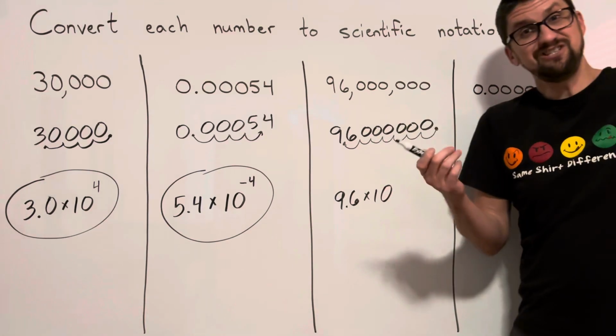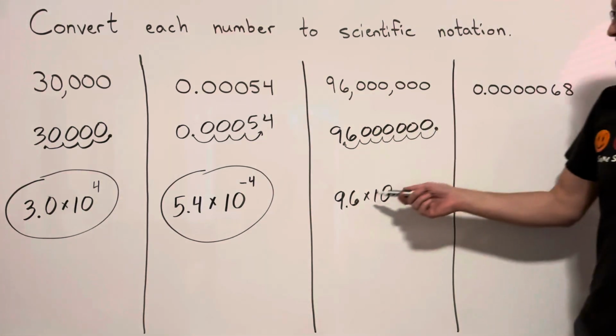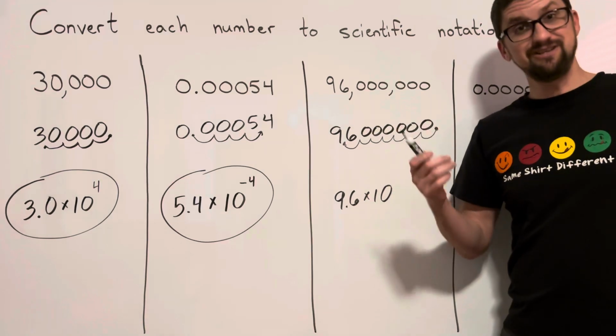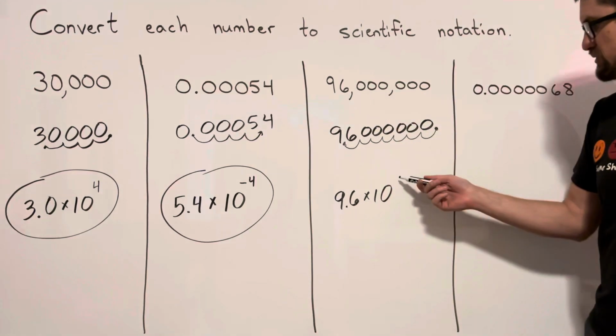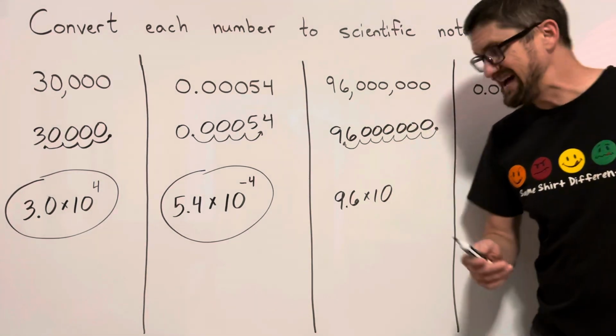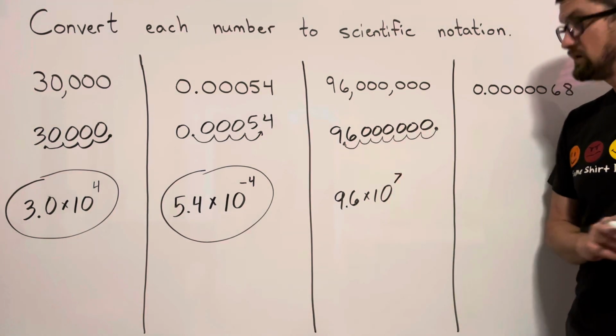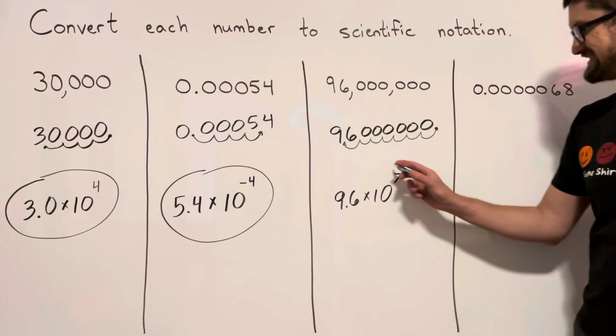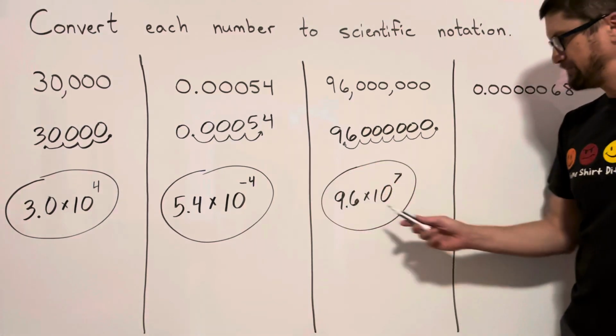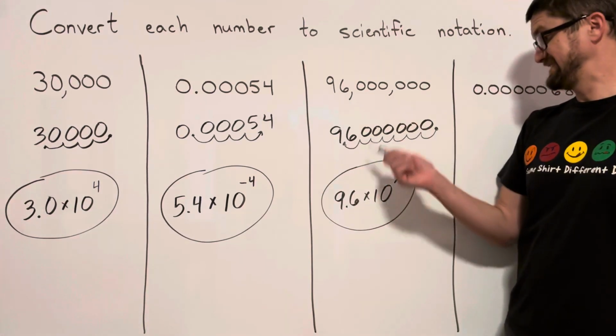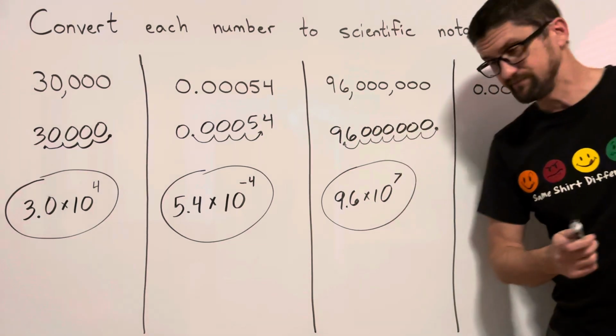Now, 96 million is huge. So to get back from 9.6 to 96 million, you got to multiply by a bunch of 10s. So the exponent on the 10 is going to be positive. And it's going to be, I moved it 7 spaces. So the exponent is going to be 7. So 9.6 times 10 to the 7th power is the scientific notation of 96 million.